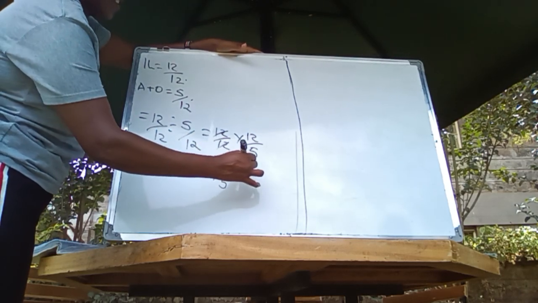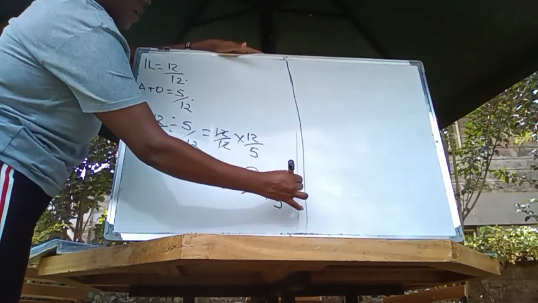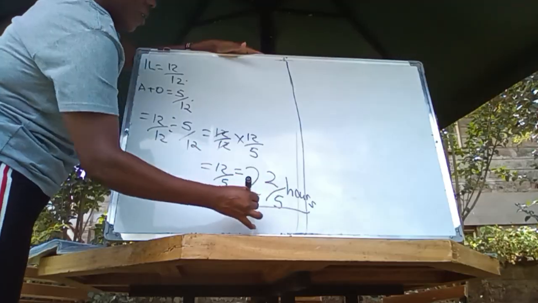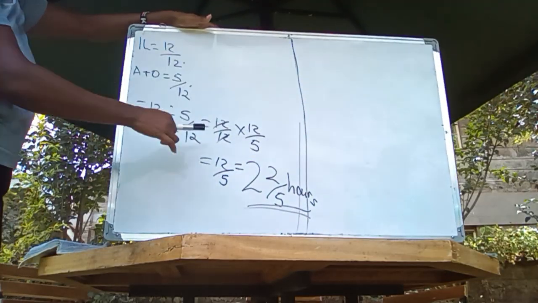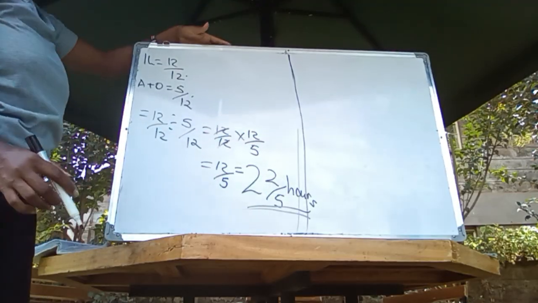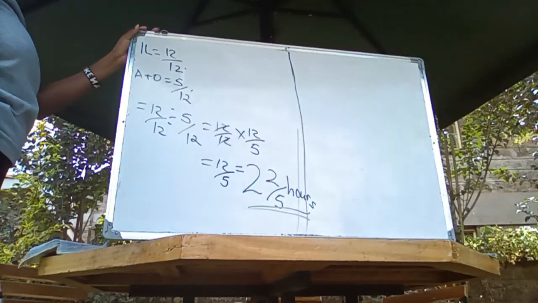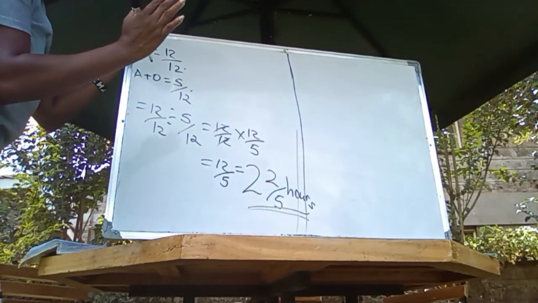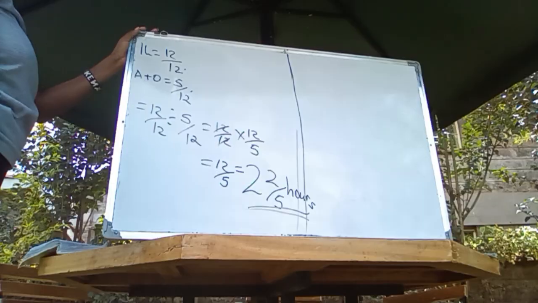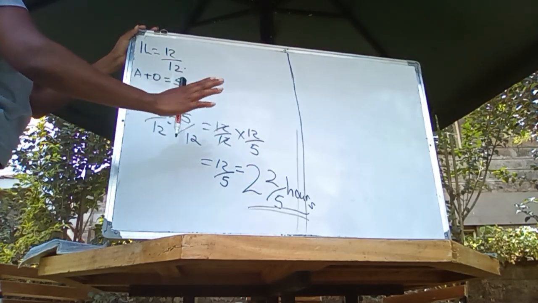You write it as 2 and 2 over 5 hours. So when they combine their effort together, they are going to work for 2 and 2 over 5 hours. Are we together? That is one of the ways.